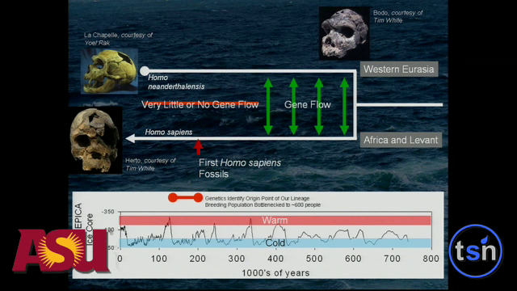The most recent genetic data puts the origin point of the human lineage as occurring between 190 and 140,000 years ago. So the lineage that leads to all modern humans that are alive today appears shortly after the earliest Homo sapiens fossils do. So the fossil record and the genetic record are in sync.